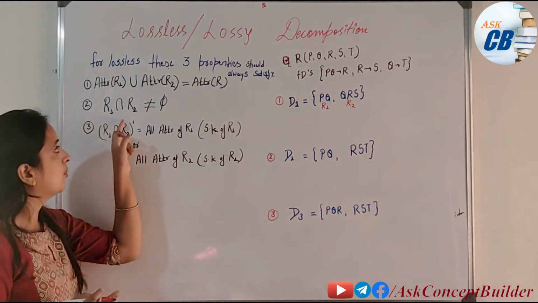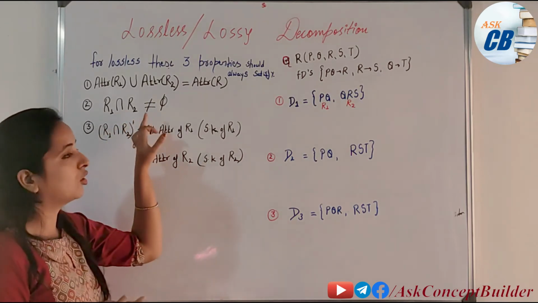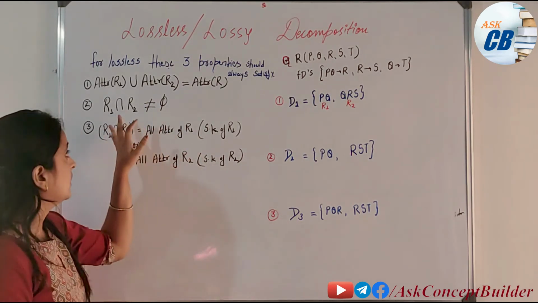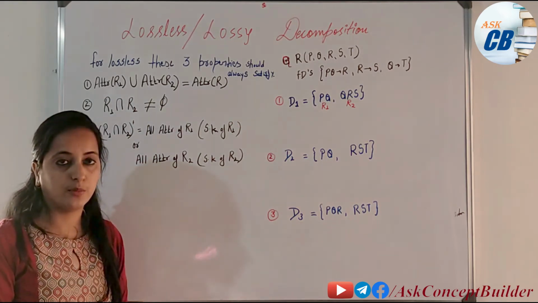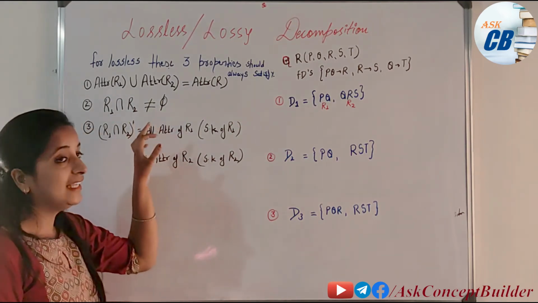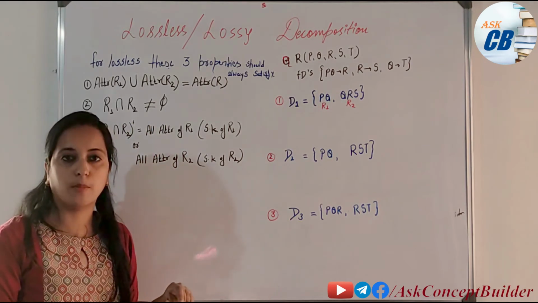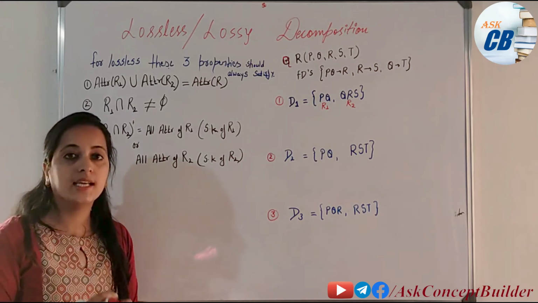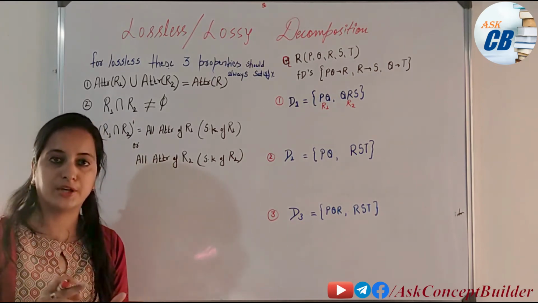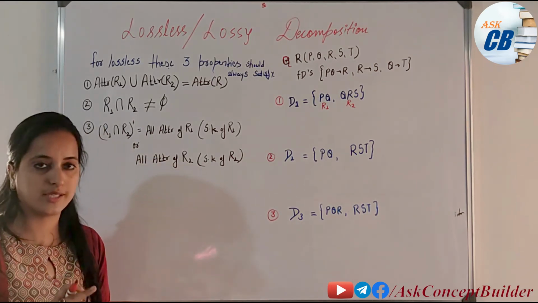Okay, the second property is R1 intersection R2 is not equal to empty set, meaning in the two sub relations R1 and R2 which you have decomposed, at least one attribute should be common. R1 intersection R2 should not be empty. At least in those two decompositions, one attribute should be common. This is your second property.